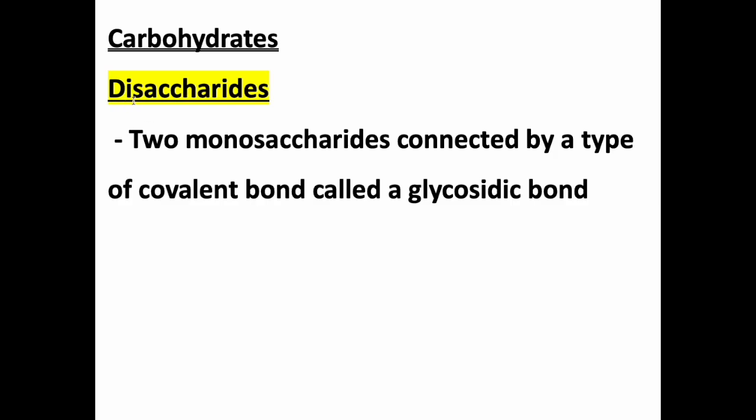Mono means one, di means two. So a disaccharide is very simply just two monosaccharides connected together. Two monosaccharides connected by a special type of covalent bond, and I'll show this in just a second, called a glycosidic bond.